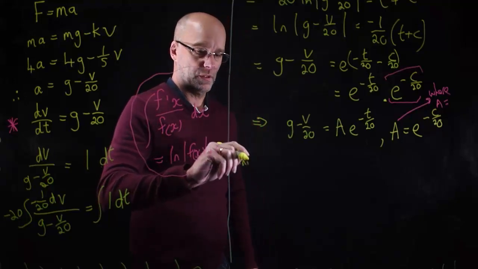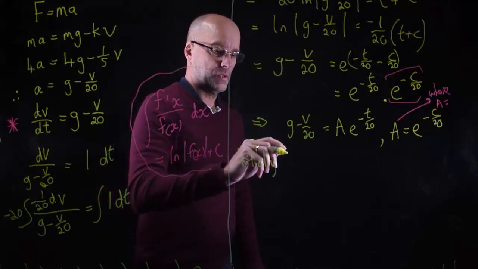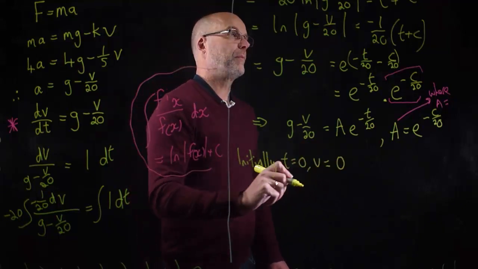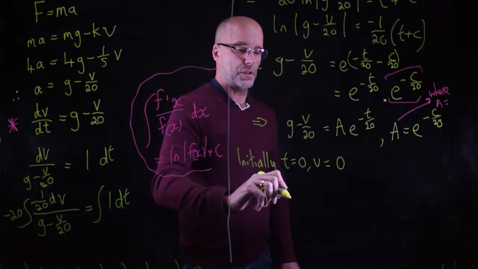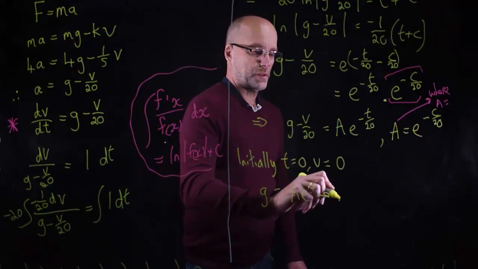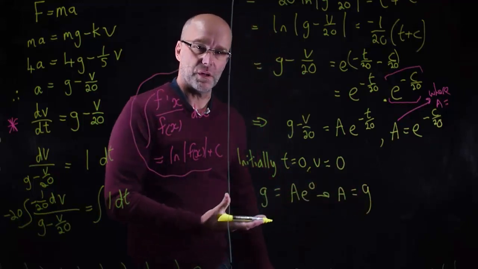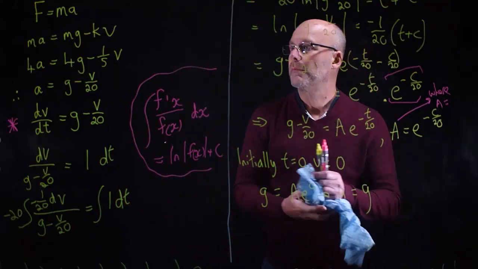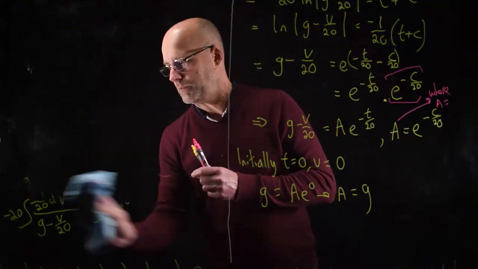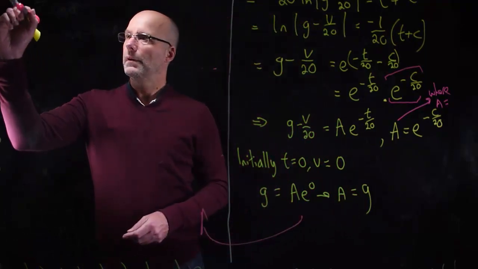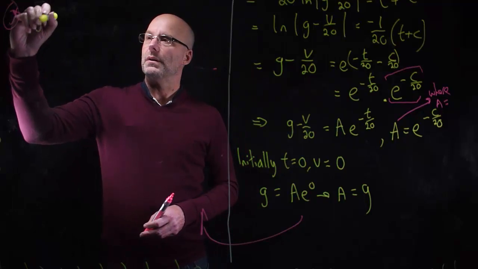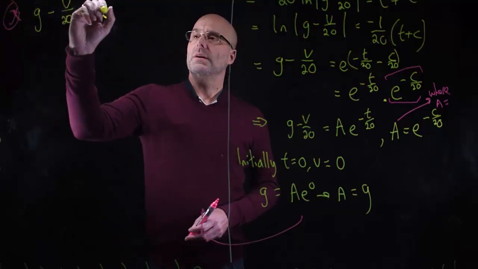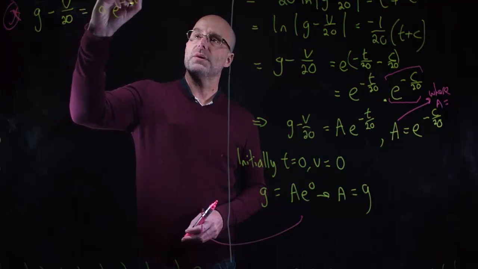Initial conditions. So initially, velocity is 0. So t equals 0, v equals 0. That, you'll see, gives us g equals A e to the power 0. So A is actually g, which is a constant. Okay, so going back now and subbing in, we have g take away v on 20 equals g times e to the negative t over 20.